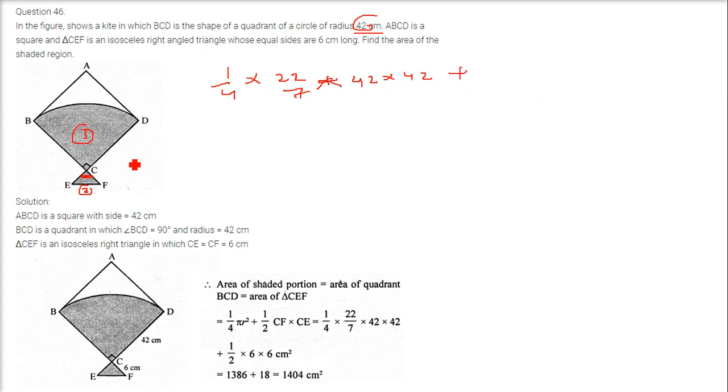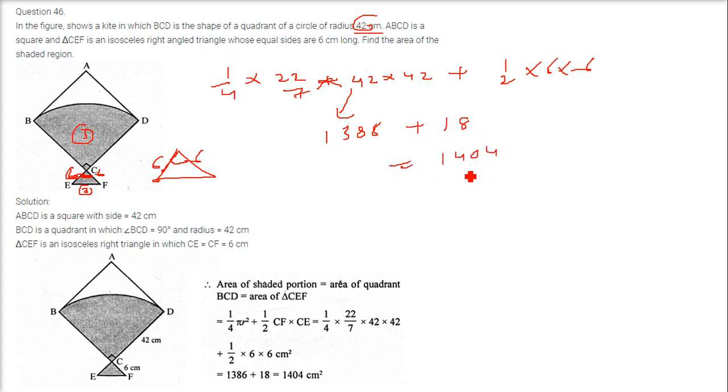And now how about the second one? Because it's 90 degrees, and we know that these sides are 6 and 6, this is an isosceles triangle. This side is 6, this side is 6, and this is 90 degrees. So half into base into altitude, so half into 6 into 6. This will come as 18. The first one comes as 1386. So the answer will be 1404 centimeters squared.